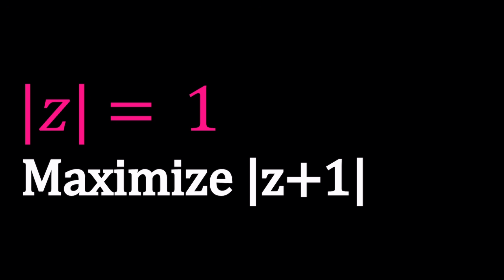Now, since the absolute value of z is equal to 1, I'm kind of thinking of a number that could satisfy this criteria. And if you're familiar with complex numbers a little bit, you'll recognize the number that I'm about to write. If you're new to complex numbers, go ahead and check out my lecture videos.